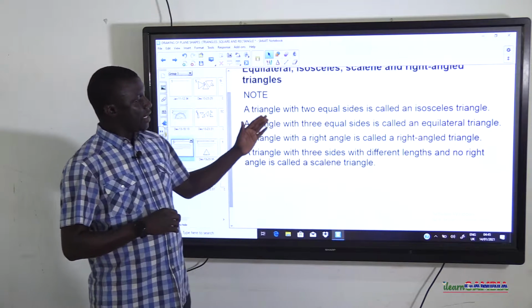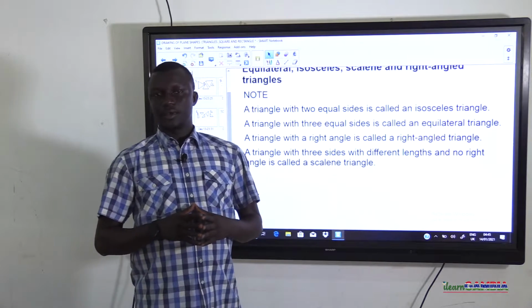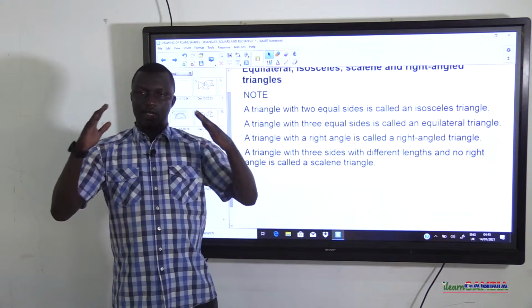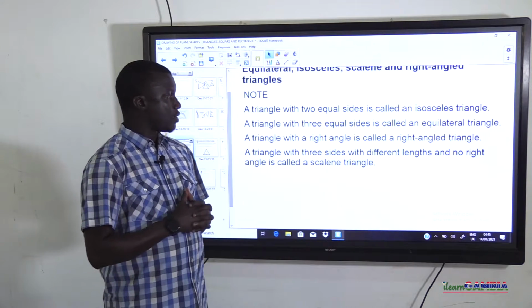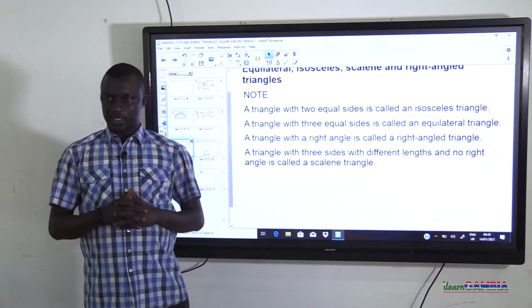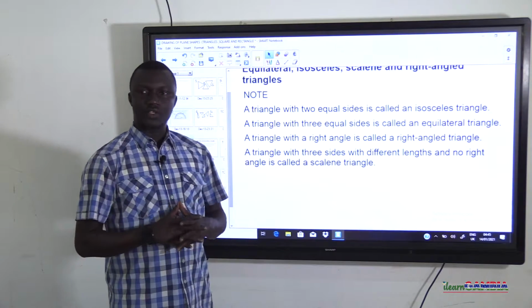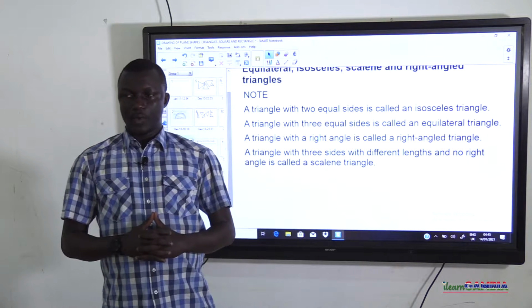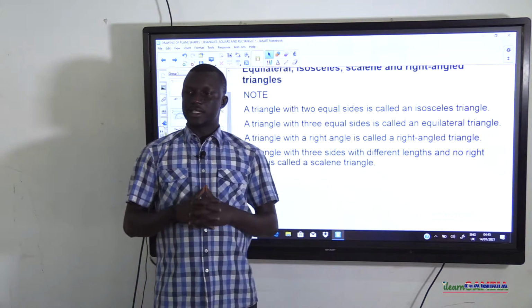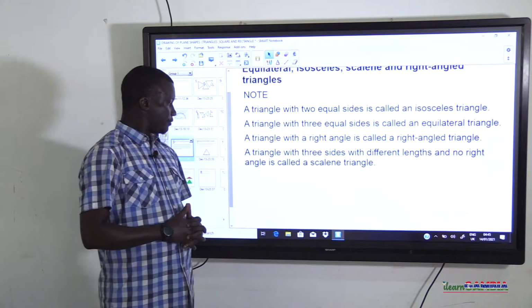A triangle with three equal sides is called an equilateral triangle. When you have a triangle where all the three sides are equal, that triangle is called an equilateral triangle. And all the three sides being equal also makes all the three angles equal, wherein each and every angle will be 60 degrees in an equilateral triangle.